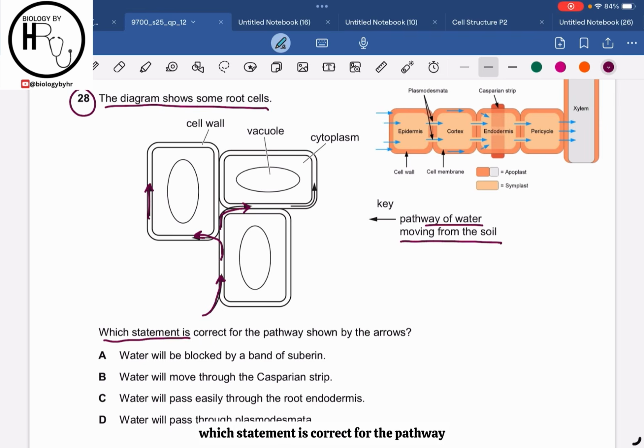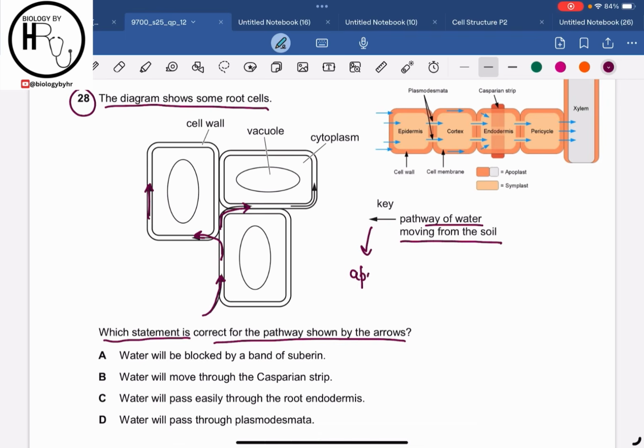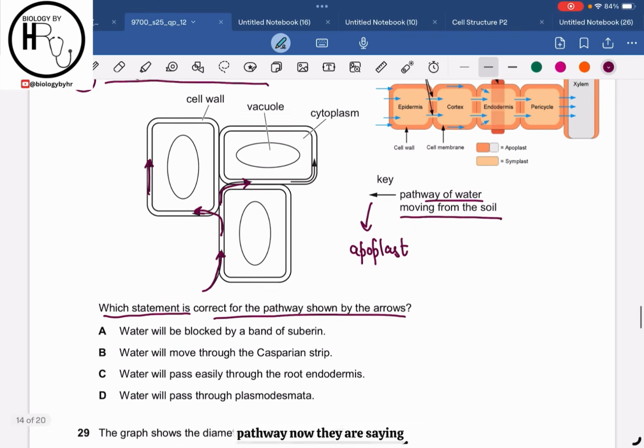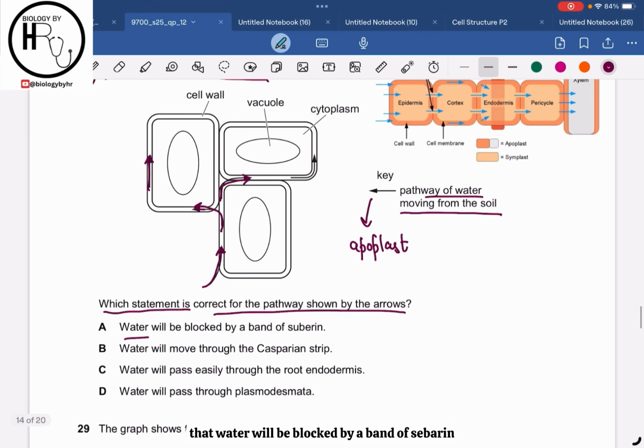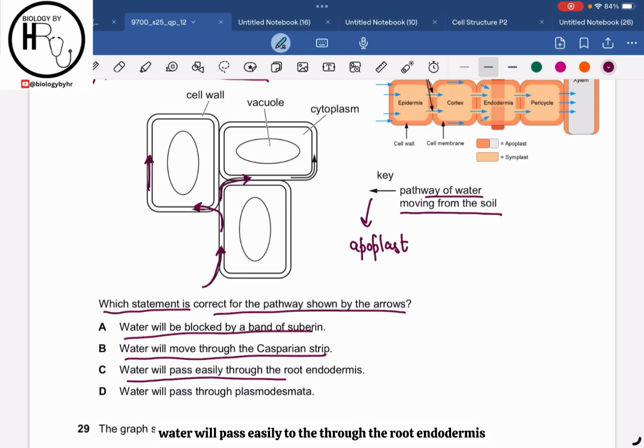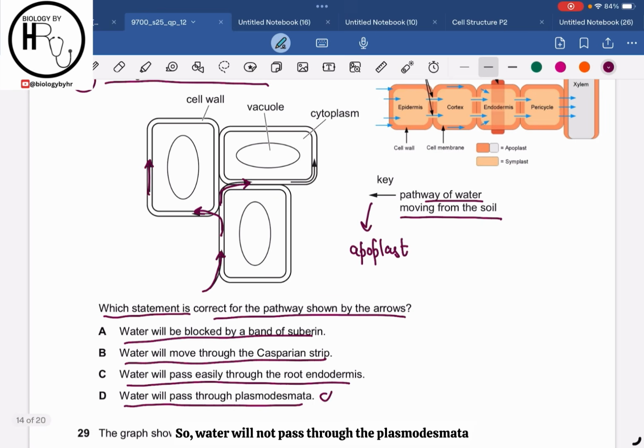Which statement is correct for the pathway shown by the arrow? So we have already determined that the pathway shown by the arrow is the apoplast pathway. Now they are saying that water will be blocked by a band of suberin. Water will move through the Casparian strip. Water will pass easily through the root endodermis. Water will pass through the plasmodesmata. So water will not pass through the plasmodesmata.